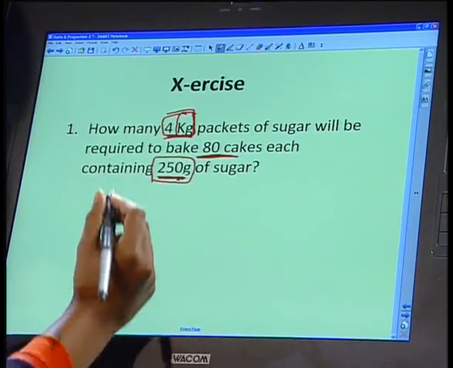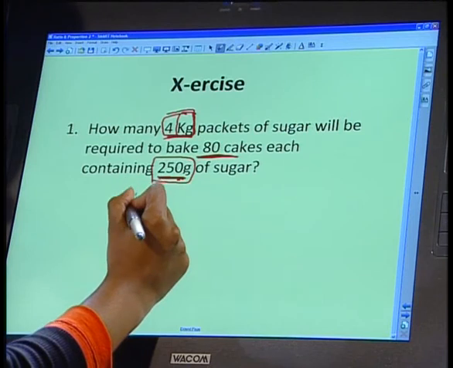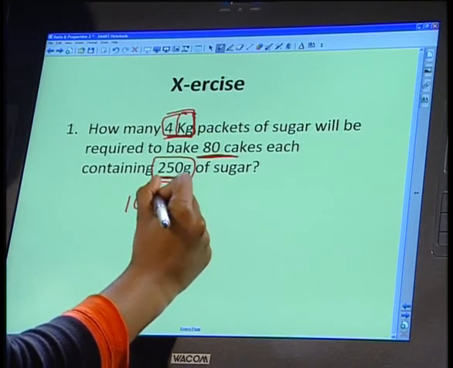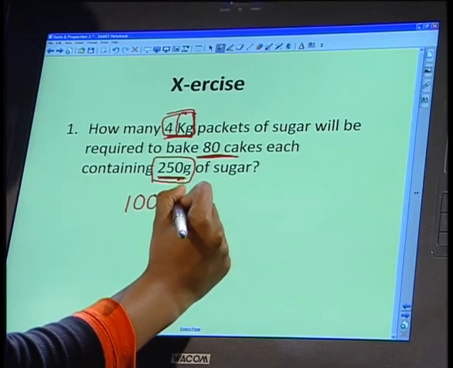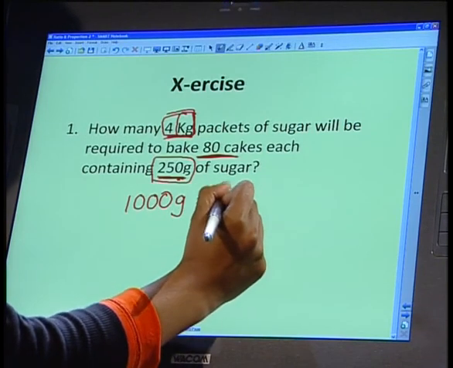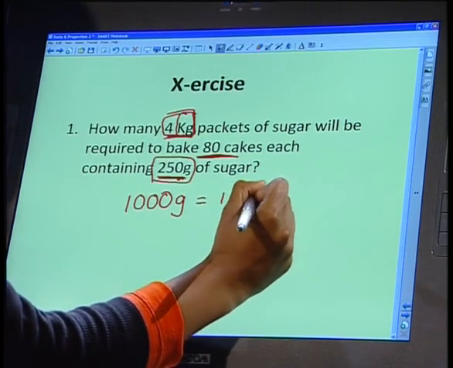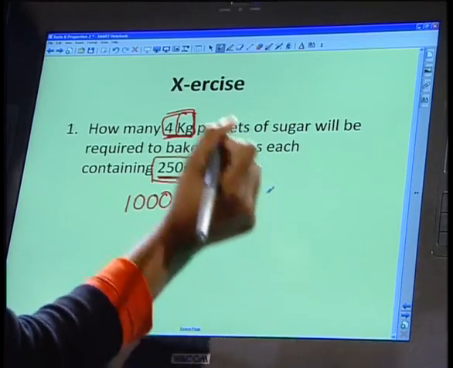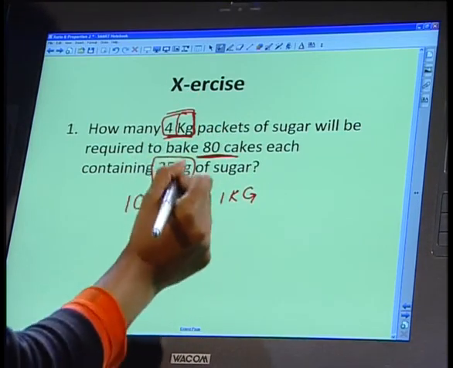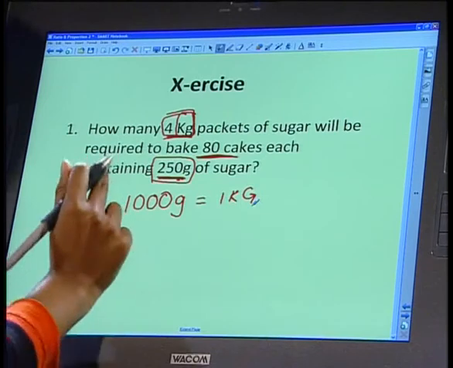So a big clue for you here is you need to make use of your conversion factor, which is 1,000 grams is equal to 1 kg. That's going to be critical in doing that question. So you're going to have to be able to convert from grams to kgs in order to answer this one.